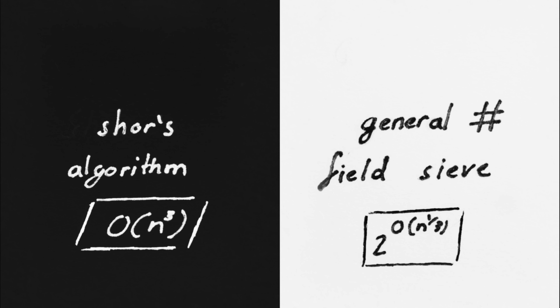Here we have the runtimes of the current best quantum and classical algorithms for factoring. The classical algorithm, the general number field sieve, has the exponential runtime, meaning that for large numbers, the runtime becomes incredibly large. On the other hand, Shor's algorithm has a polynomial runtime, meaning the runtime does not become quite as large for large numbers. This is because, unlike a classical computer, a quantum computer can run the algorithm in parallel by evaluating many guesses at a time using superposition.